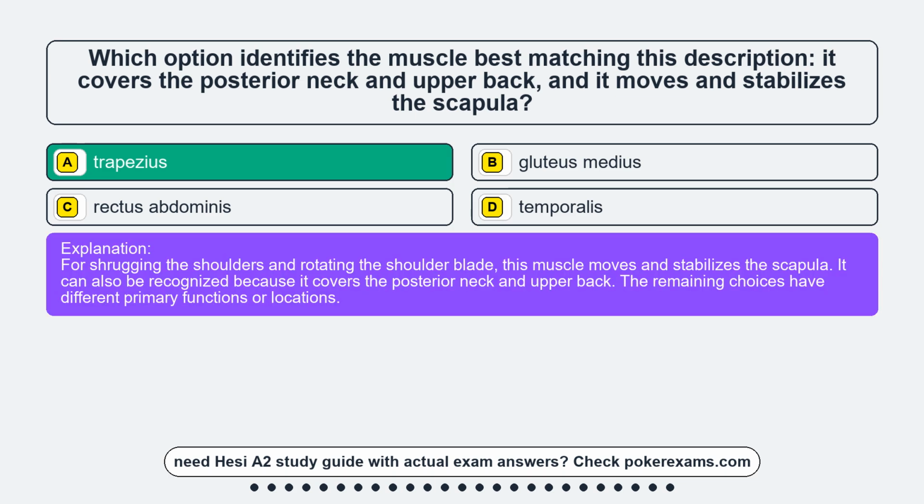For shrugging the shoulders and rotating the shoulder blade, this muscle moves and stabilizes the scapula. It can also be recognized because it covers the posterior neck and upper back. The remaining choices have different primary functions or locations.